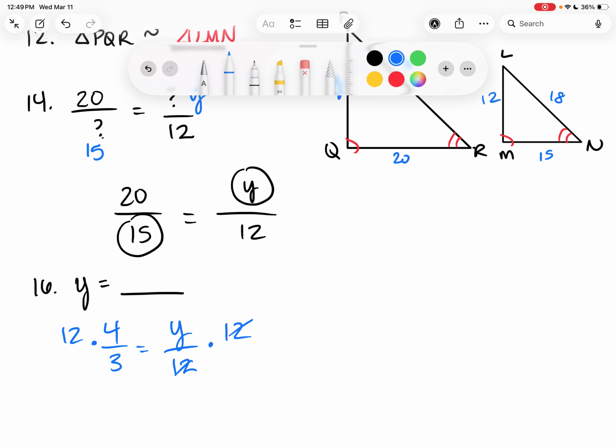So the 12s over here cancel. And then over here, I can reduce top and bottom again. So 3 goes into 12 4 times. And so I'm left with 4 times 4, which is 16, is equal to Y. Questions about those ones?